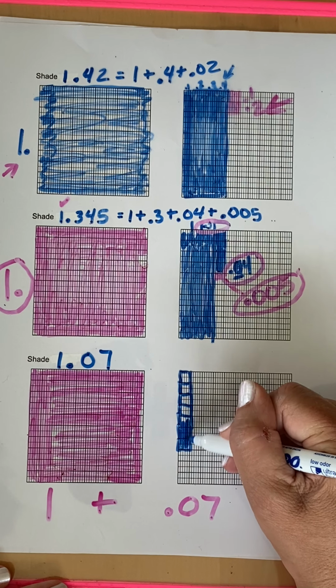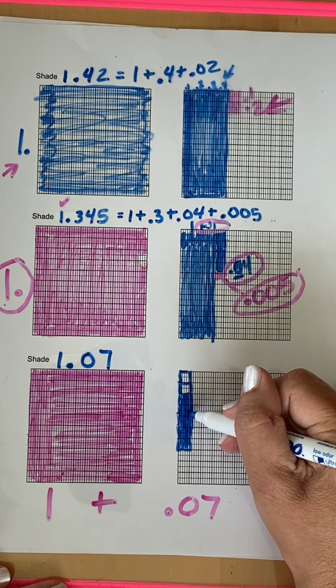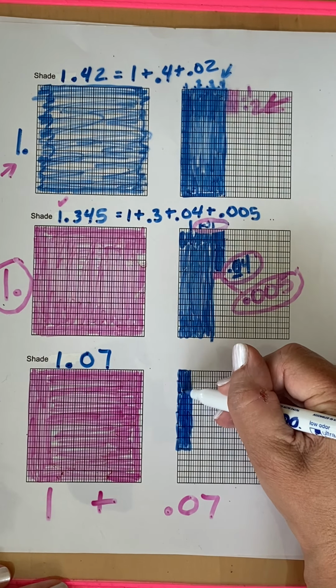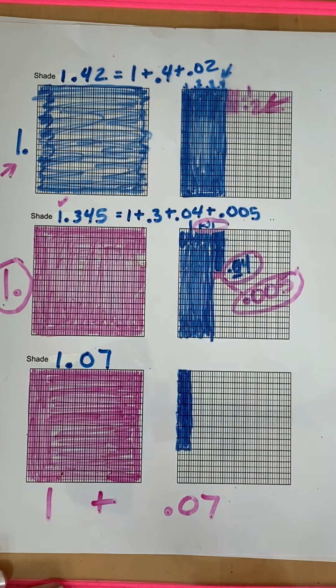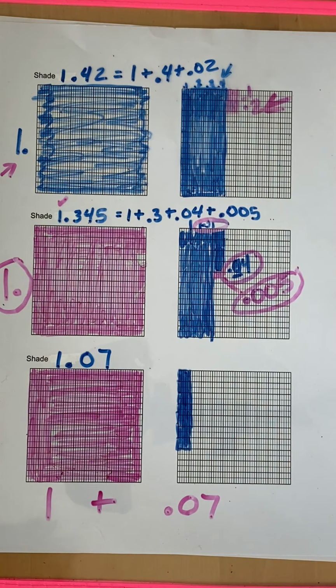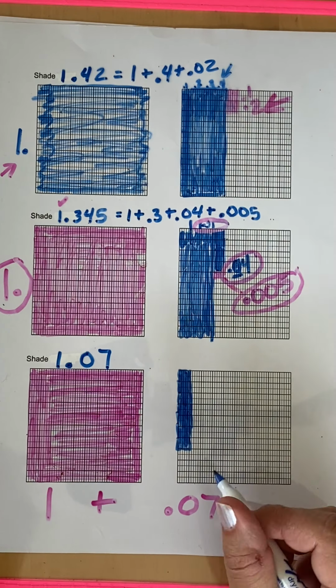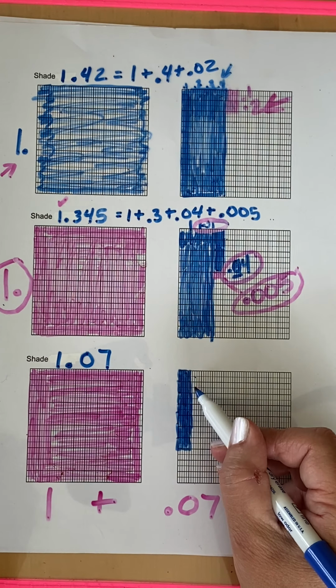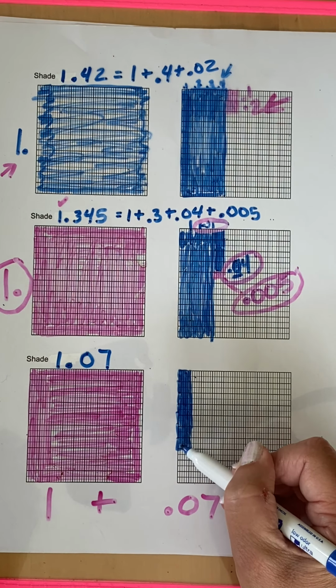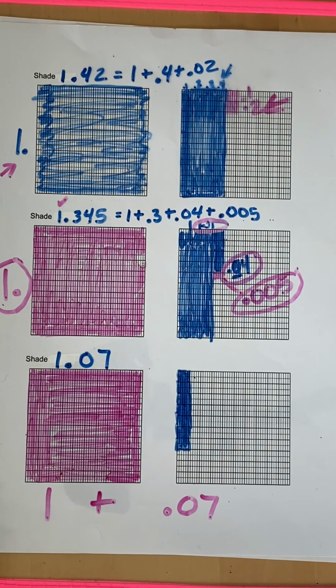I'm going to go ahead and shade them in. Outlining can help you shade them in easier. I have no thousandths. So that's it, I'm done. This is my 1, 2, 3, 4, 5, 6, 7/100. 1 and 7/100.